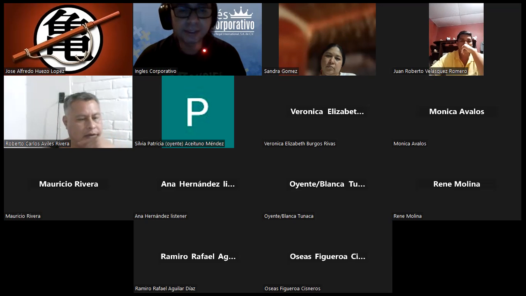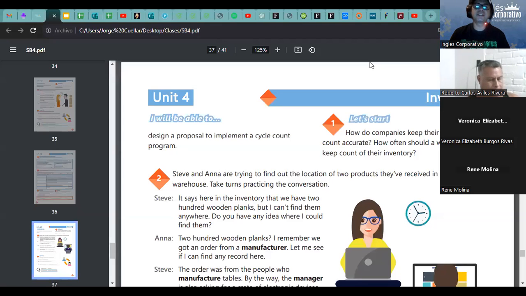Good, so let's continue with the book. It says Unit 4, Inventory. I will be able to design a proposal to implement a cycle count program. And the first question is, how do companies keep their inventory count accurate? That is actually very difficult. So what do you believe companies do in this kind of situation?